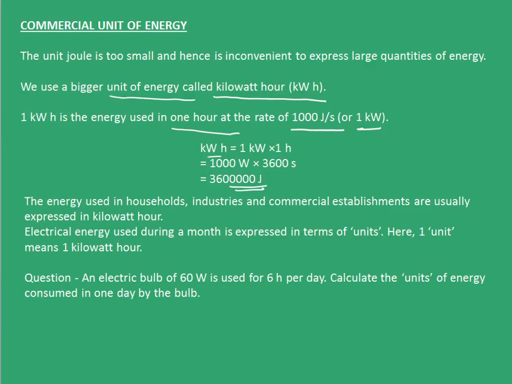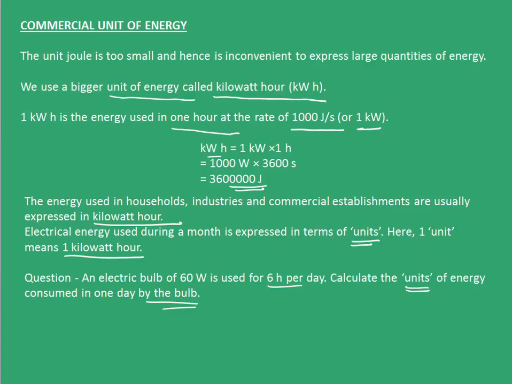The energy used in households, industries, and commercial establishments is usually expressed in kilowatt hour. Electrical energy used during a month is expressed in terms of units. Here, 1 unit is nothing but 1 kilowatt hour. Let's look at a question before completing this chapter. We have been given an electric bulb of 60 watt which is used for 6 hours per day. We are asked to calculate the units of energy consumed in 1 day by the bulb.